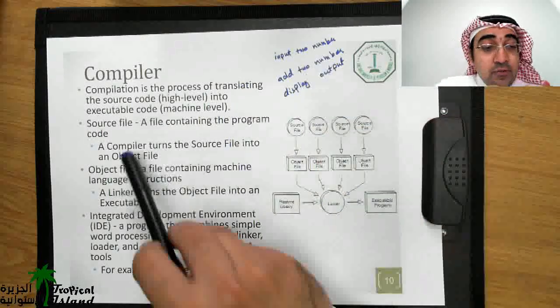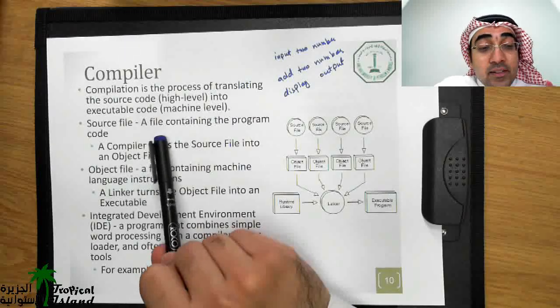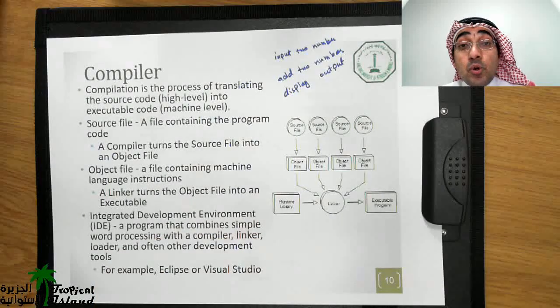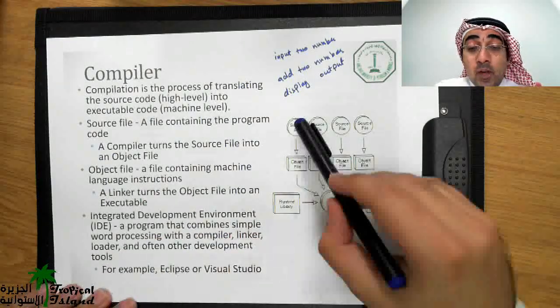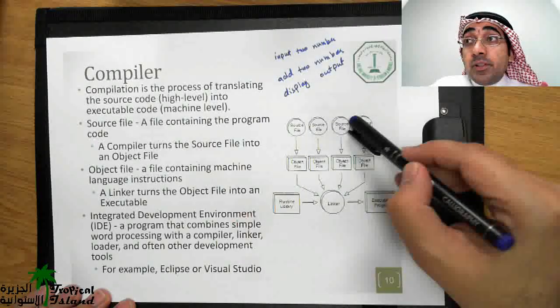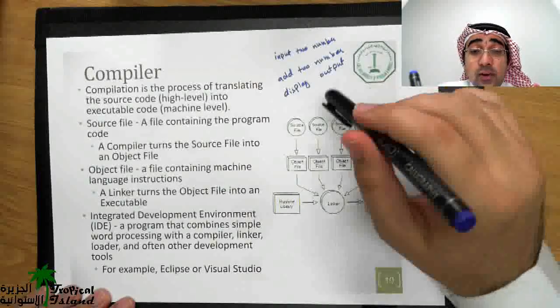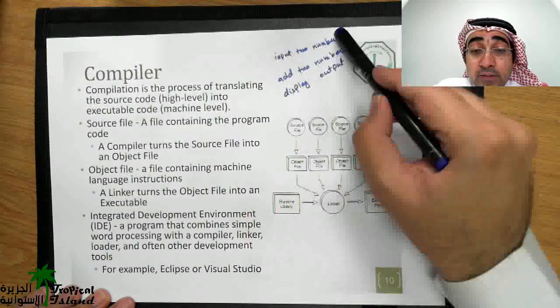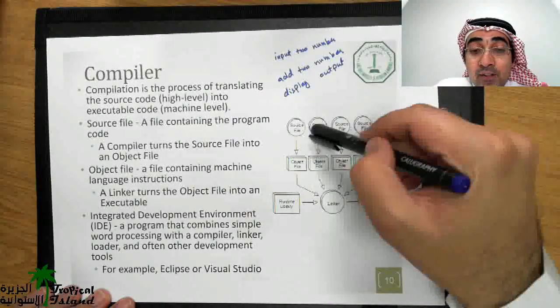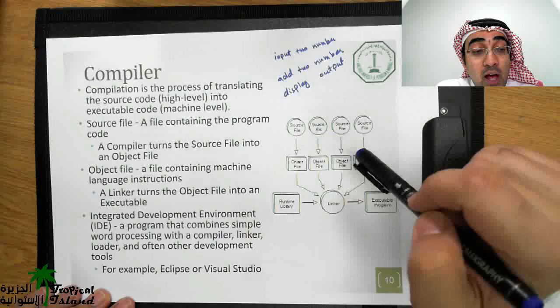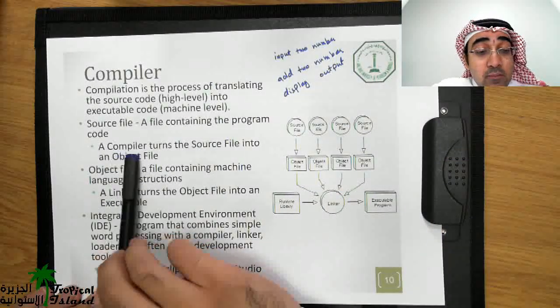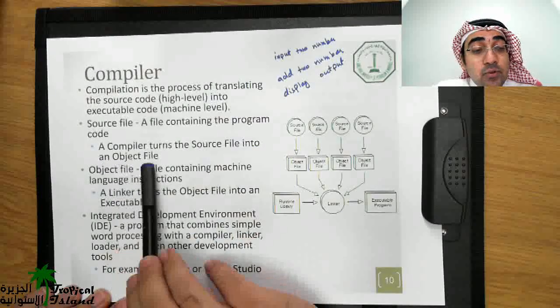Okay, so first of all, we'll have to make a source file. This is a file that contains the program code or the high-level language code. These are source files, for example, over here that I'm showing you. Suppose I have different source files: one source file to take the input, one source file to add two numbers, and one source file to display the output. A compiler turns the source file into an object file.